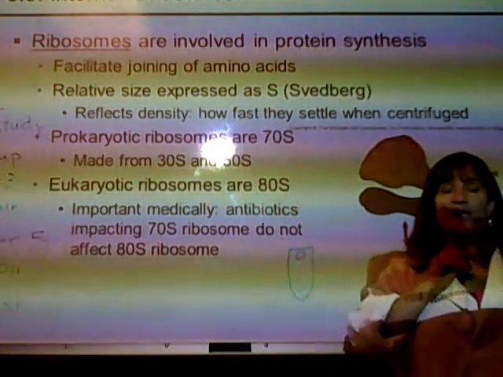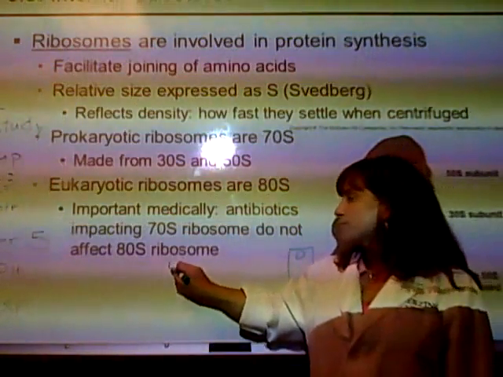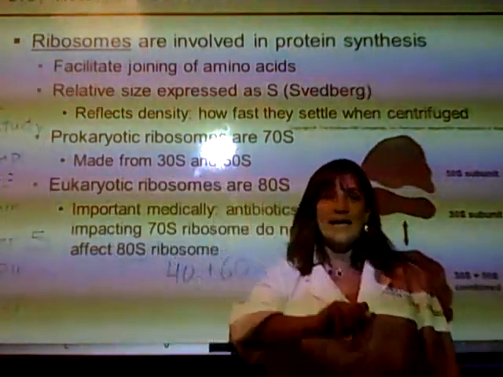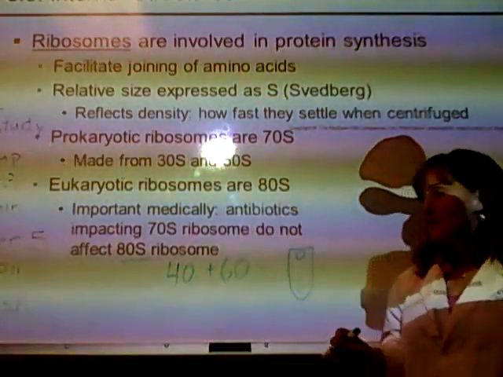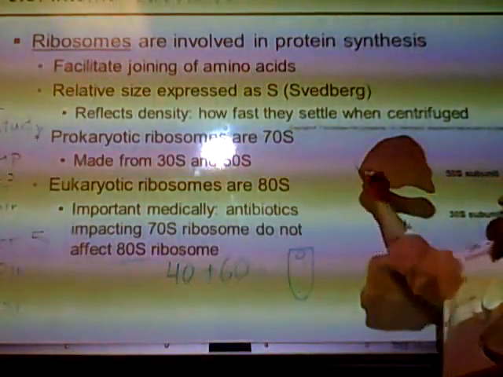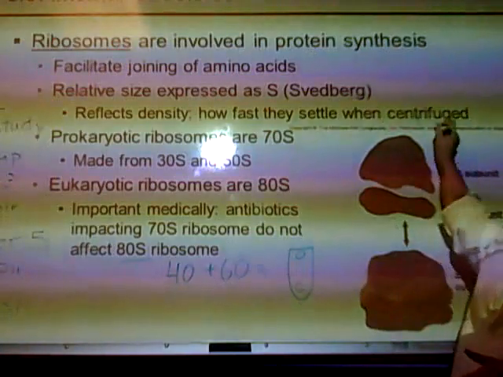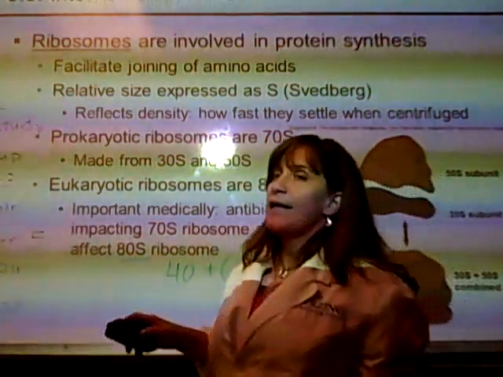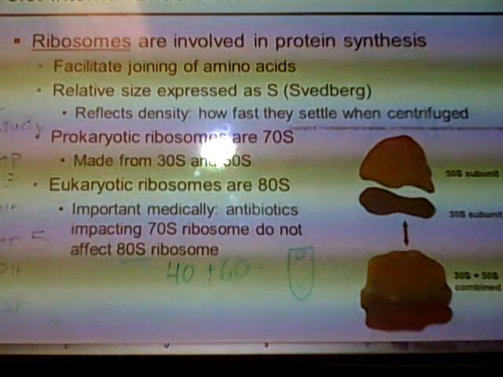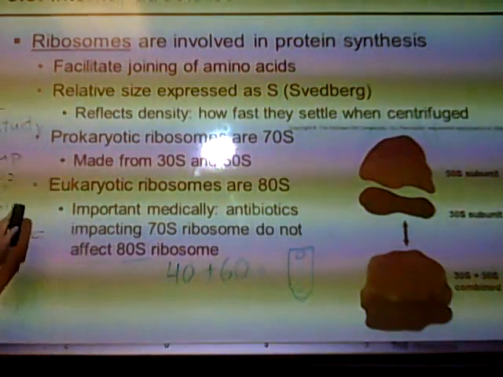And how about in the eukaryotes? It's 40 plus 60 is 80. Okay, and it makes sense if you think about it, because before they were separate like this, and then when they join together, it's still going to be fairly aerodynamic if it goes this way. All right, and again, we do have antibiotics that are going to exploit this difference. It's much better to have prokaryotes being attacked than eukaryotes.